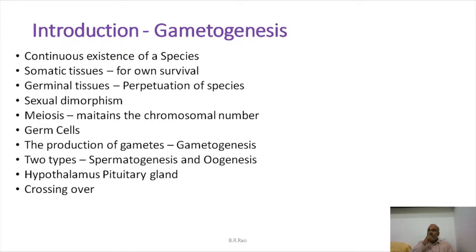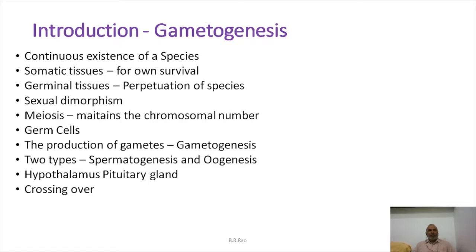gametogenesis, or let us say sexual reproduction, is a continuous process. This process is needed for the perpetuation of a species, for the continuity of a species with a lot of genetic recombinations. You know that sexual reproduction is essential. Sexual reproduction is nothing but union of the gametes of two different parents, the male parent and female parent. The phenomenon in which the gametes are formed is called today's topic, gametogenesis.